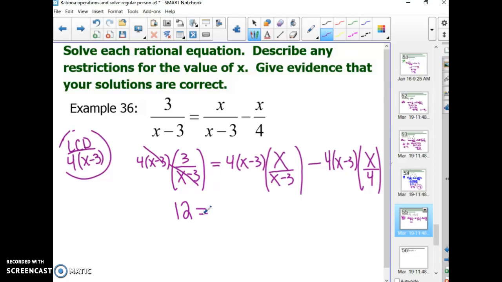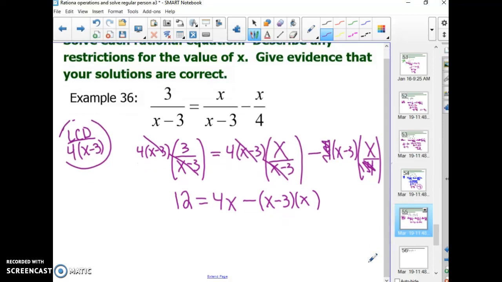The next term, if I look at what's going to cancel out, I'm going to have the x minus 3 cancel out. So when that happens, 4 times x gives me a 4x, right? So the next thing I'm going to need to do is right here. The 4's cancel out, so I'm left with this negative x minus 3 times x. So what we're going to need to do is multiply those out.